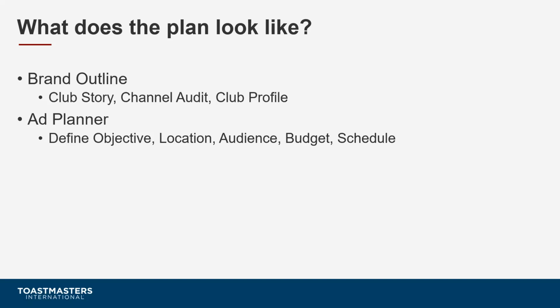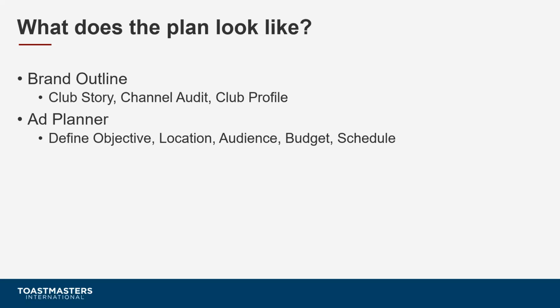Second piece is the ad planner. I don't love the name of this, I won't lie, because ad kind of signifies that you are purchasing. But like I mentioned earlier, there is opportunity to have organic marketing, especially in the digital world these days. So inside this ad planner is where you're going to define your objective.